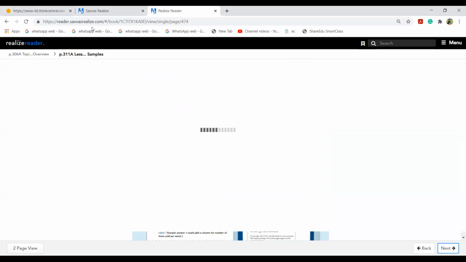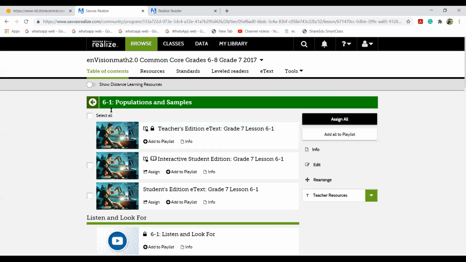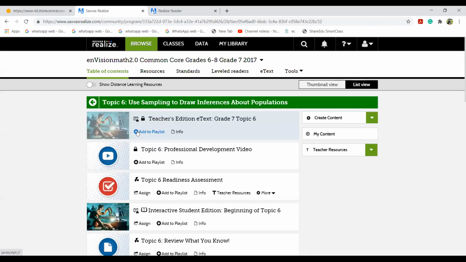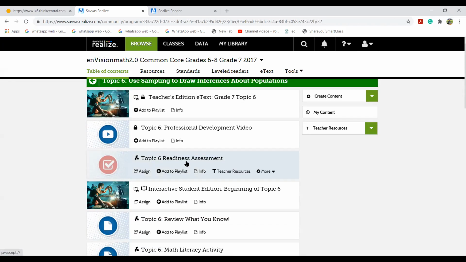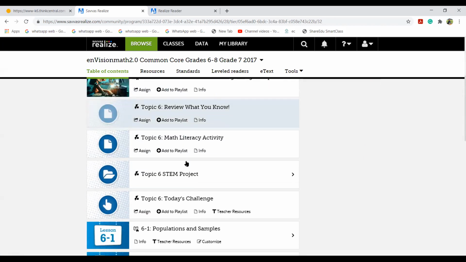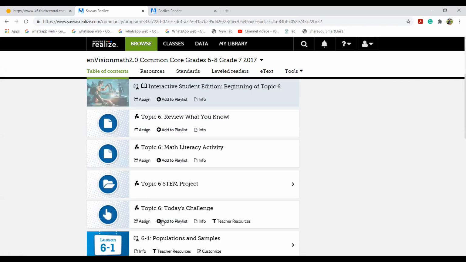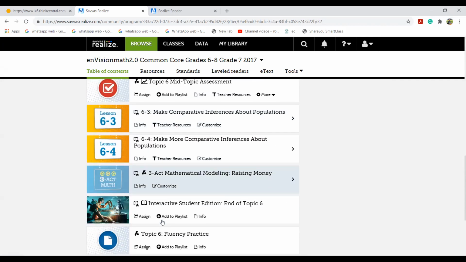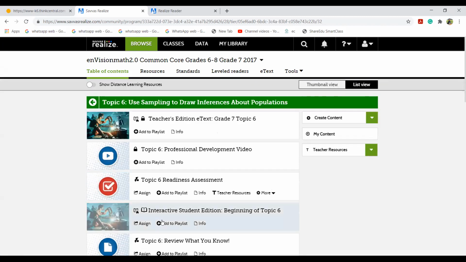Before I start with the lesson, let me say the unit's name. The unit name here is use sampling to draw inferences about population. This is something like graph, girls. There are very important topics I'm going to do in this unit, or else I will skip many of them.